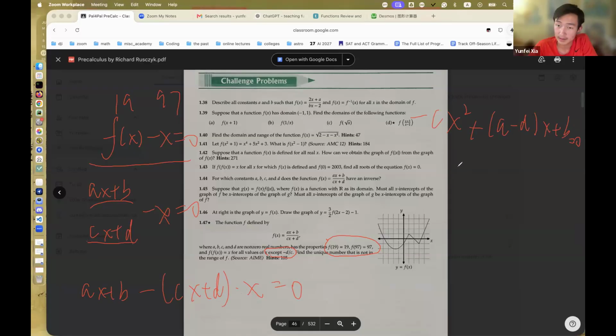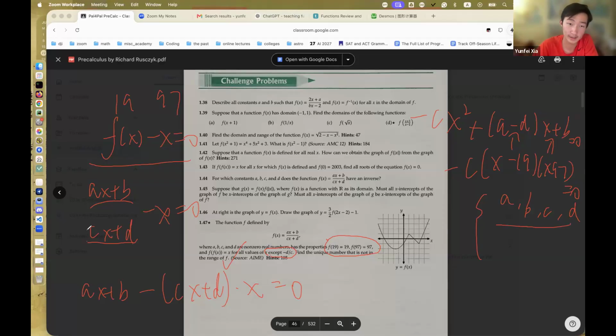And as you know, this should be equal to negative c times x minus 19 times x minus 97, equal to 0. So we can expand it, and you should have a few other relations between a, b, c, and d. So now we have two relationships from the previous condition, and here we also get some relations between a, b, c, and d. Due to time, I'm not going to go into the full details, but you should be able to solve for a, b, c, and d.